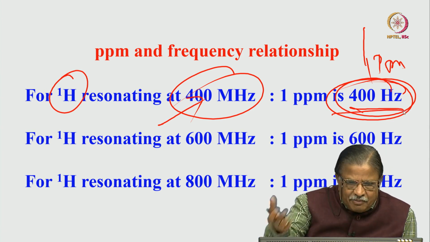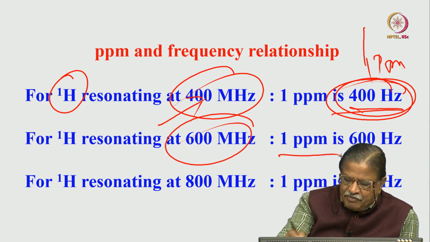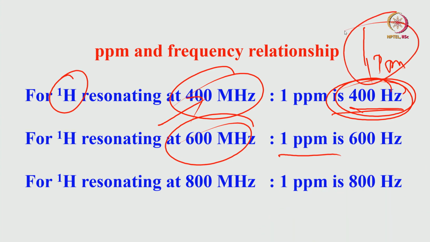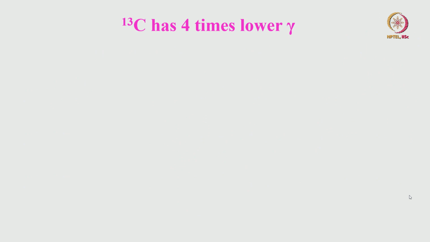Let us say I go to another spectrometer, 600 megahertz. The resonating frequency for 1 ppm for the same peak, let us say, if I get a single peak, and that is 1 ppm in 600 megahertz, 1 ppm means 600 hertz. Simple. You take the resonating frequency in megahertz, remove the megahertz part of it, and whatever number is left, that is the hertz value for 1 ppm. Similarly, for 800 megahertz, 1 ppm is 800 hertz. So, the relationship between ppm and frequency is very simple. Okay, that is for proton.